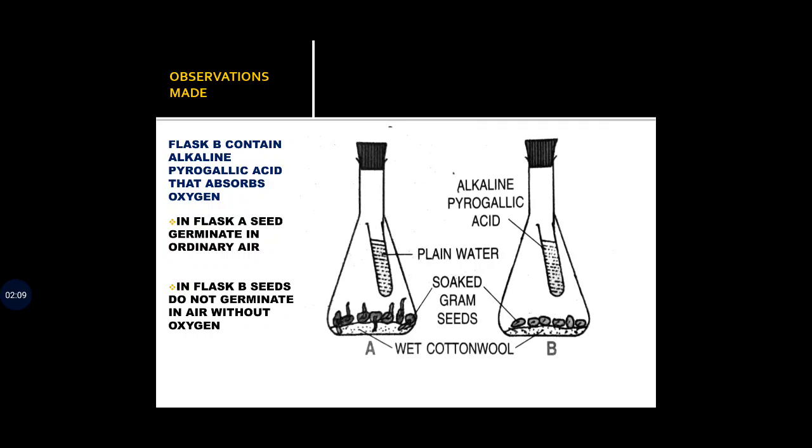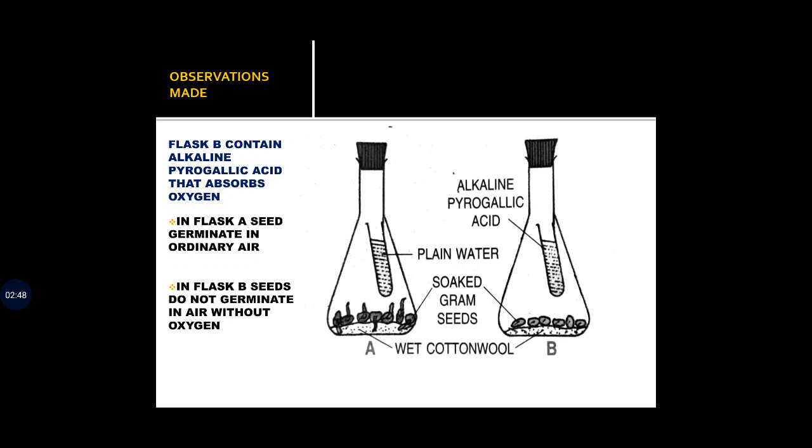So, the air which is inside conical flask A contains oxygen, and the air inside conical flask B doesn't contain the oxygen. Oxygen is actually absorbed by the pyrogallic acid. Therefore, you may see that in flask A, the gram seeds have germinated. But at the same time, if you see the gram seeds present in conical flask B, there is no germination that has taken place.